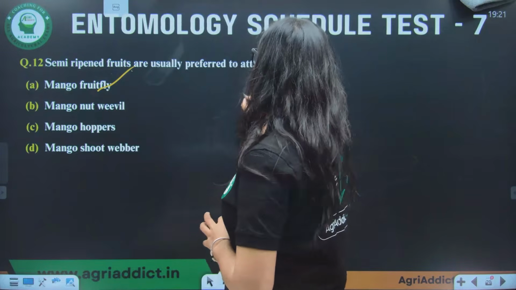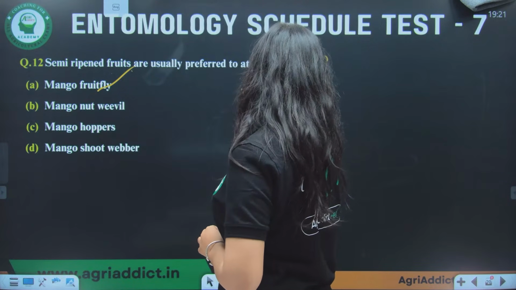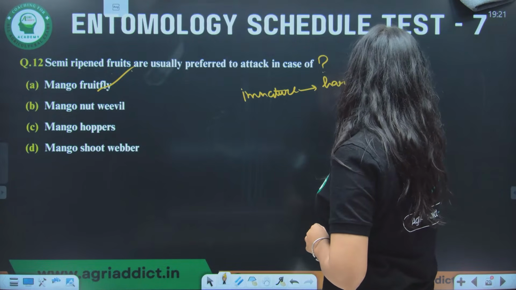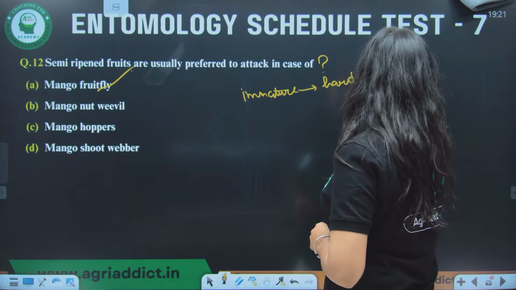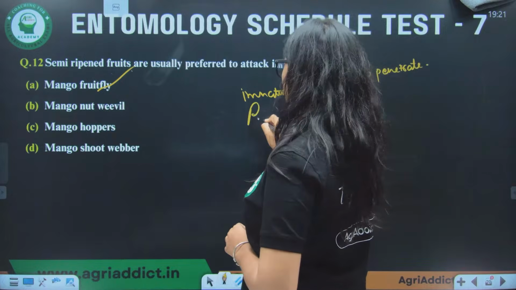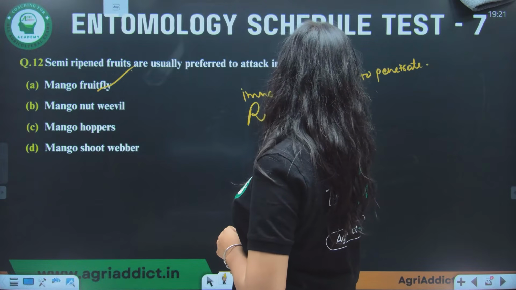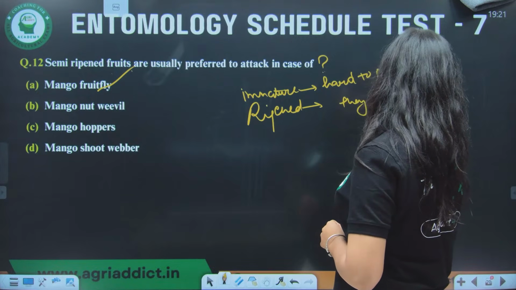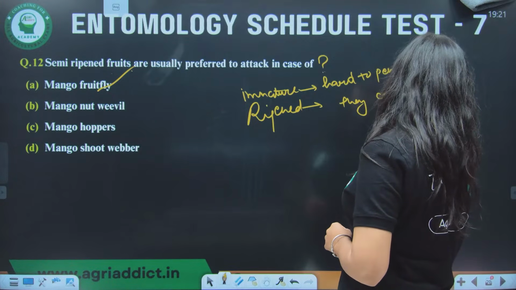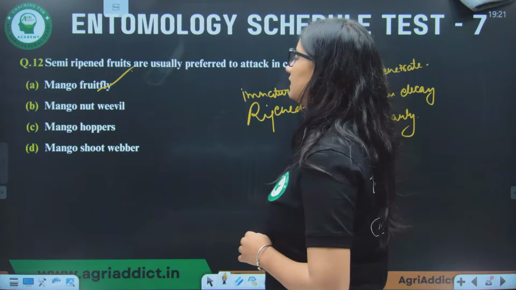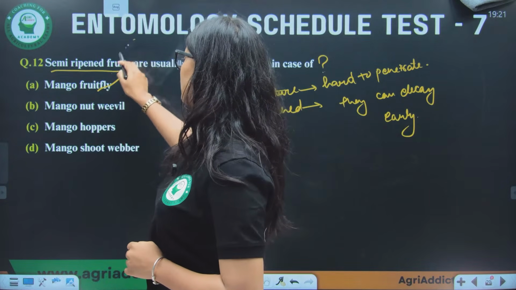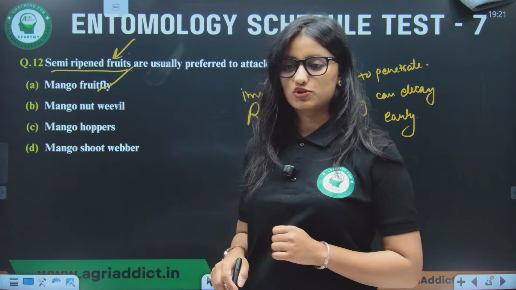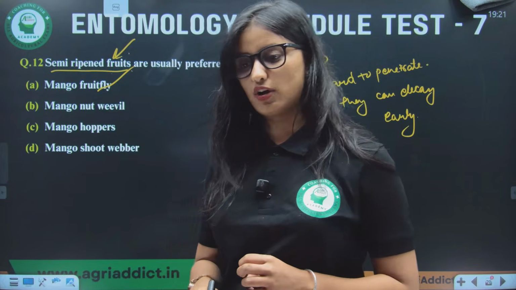Because immature are hard to penetrate. Okay, hard to penetrate. And what about ripened one? They decay easily. They can decay early. Okay, so to complete its life cycle, they puncture or infect this semi-ripened fruit. Only for oviposition. It is preferably for, yes, it is for egg laying. Very good.